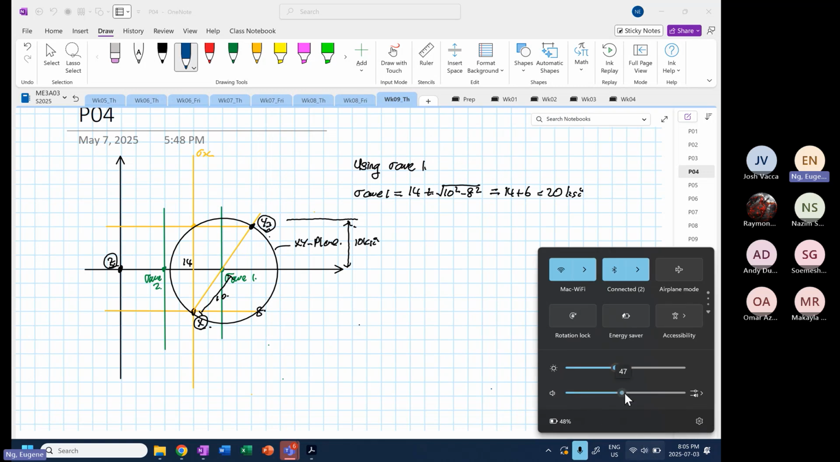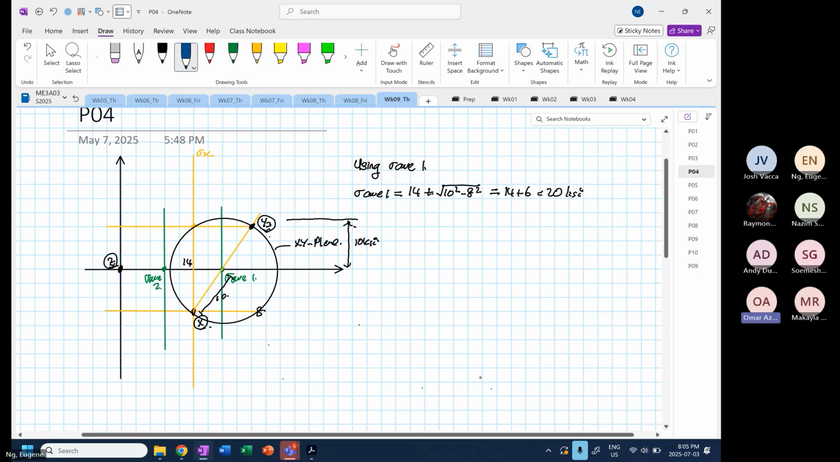Okay, what's your question, Omar? The circle that you just drew, right? In the question, we know that the max stress is tau max, which is plus or minus 20, right? Yes. The circle that you drew, the point Y3 is going to be past that 20, so it's not valid.